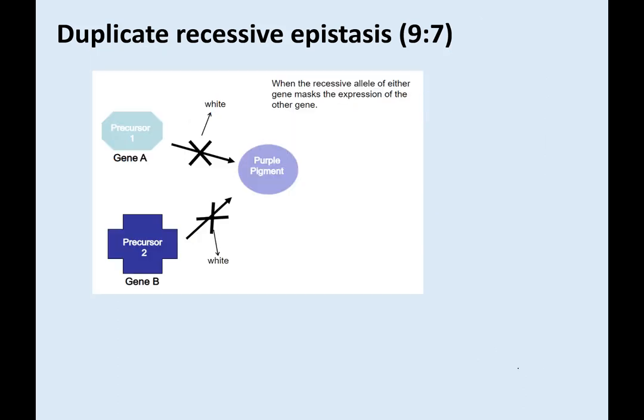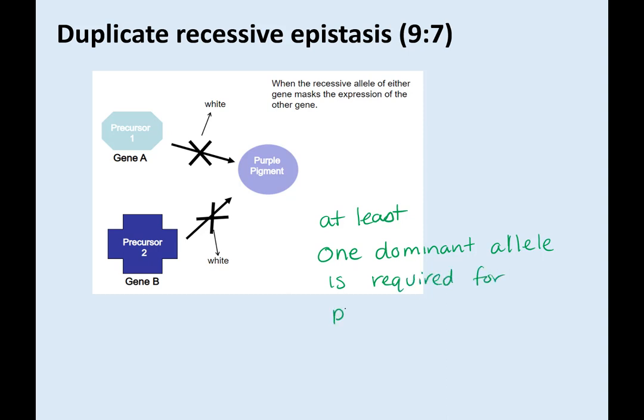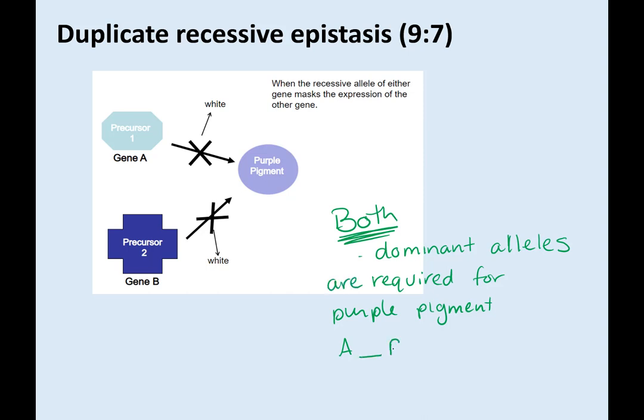So what does that mean biochemically? That means that at least one dominant allele is required for the purple pigment. Okay, erase. Both dominant alleles are required for purple pigment production. So the only way you get purple is if you have both A and both B.